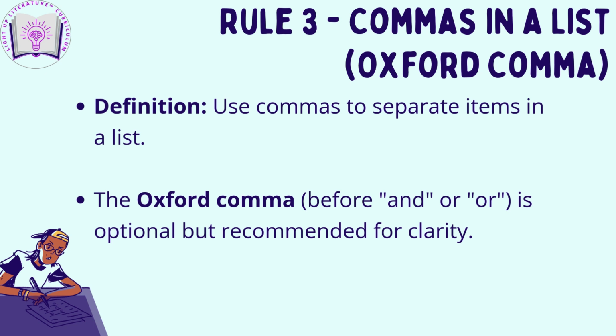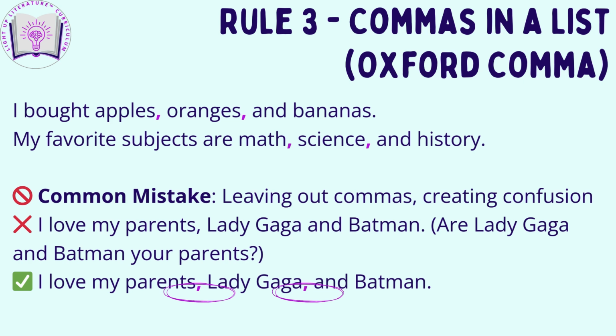Rule 3. Commas in a list, also known as the Oxford comma, but that's not super important for you to know. Essentially, if you have 2 or more items in a list, you need a comma before the "and" or the "or." So, I bought apples, comma, oranges, comma, and bananas. My favorite subjects are math, comma, science, comma, and history. Hey, where's English? All right, so now let's take a look at our practice.